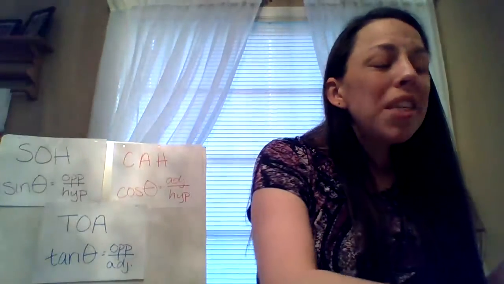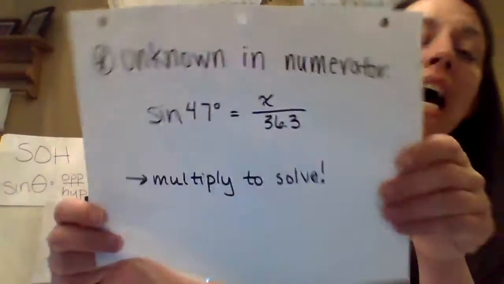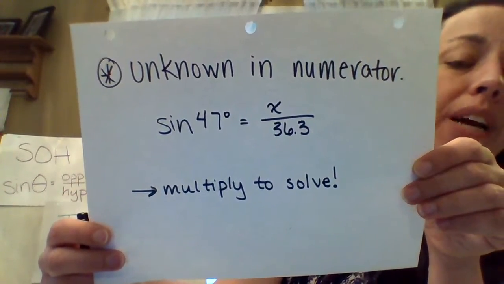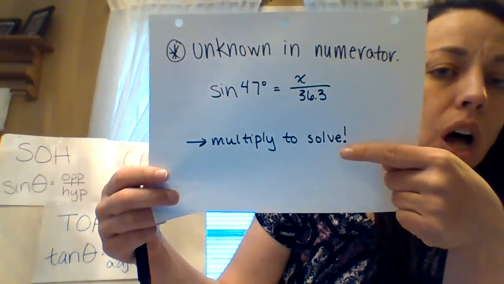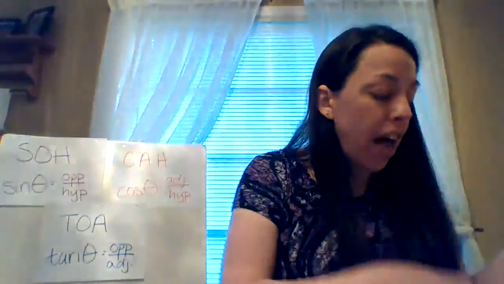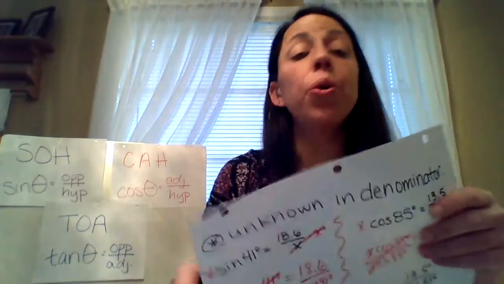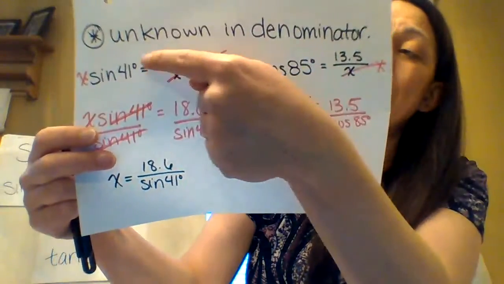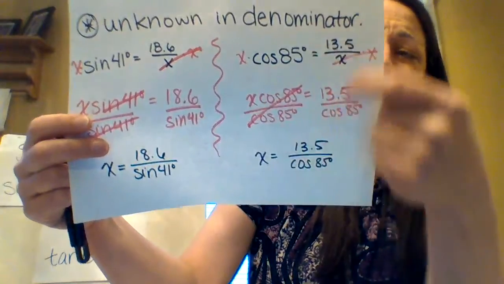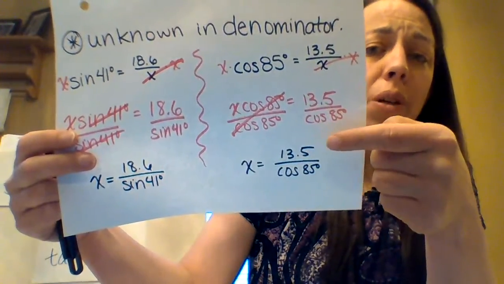So a little bit ago, I said if your unknown is in the numerator, you're going to multiply to find your answer. But I have a new thing to write. Notice when our unknown was in the denominator, we kind of had to flip a few things around.